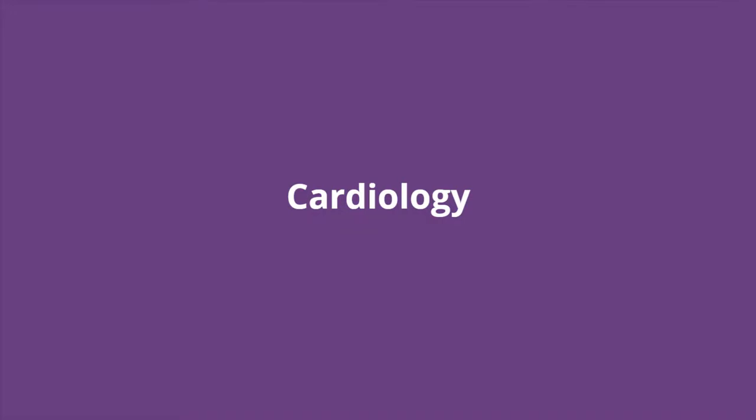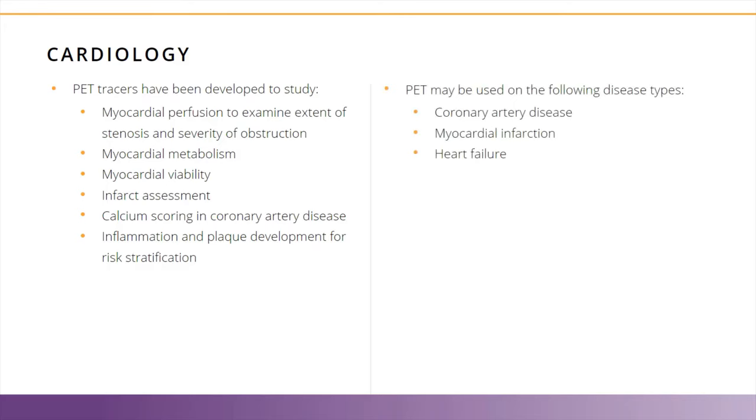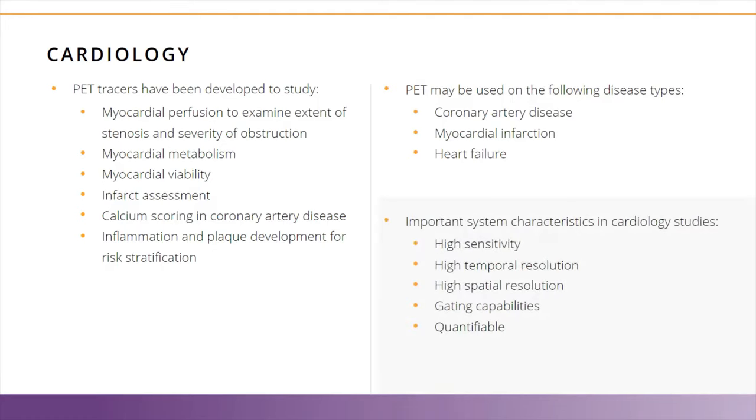Another common use of PET imaging is in cardiology. In cardiology, PET tracers have been developed to look at myocardial perfusion, metabolism, and viability of the myocardial wall, along with calcium scoring and coronary artery disease and inflammation in plaque models. As mentioned, PET can be used in a wide variety of cardiac models preclinically, most of which are developed to study coronary artery disease, myocardial infarction, and heart failure. In addition to those key characteristics of the SuperArgus system, gating capabilities become important for cardiac imaging.